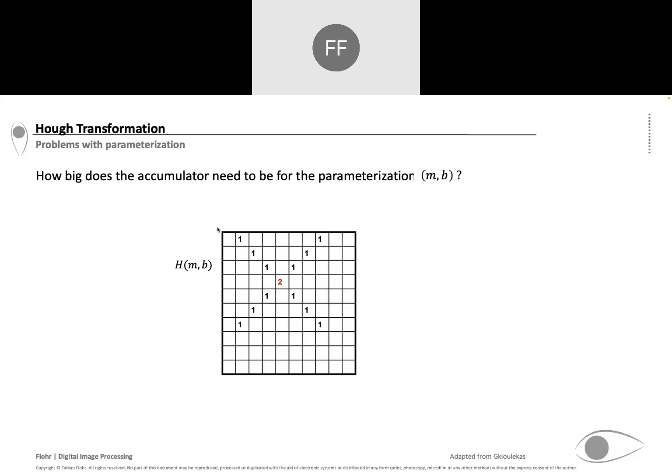How big does the accumulator need to be for representing arbitrary lines with this formulation that we had just so far? Remember, we have M and B as parameters, so we have the standard line formulation. So how big do we need to have M and B? Why?